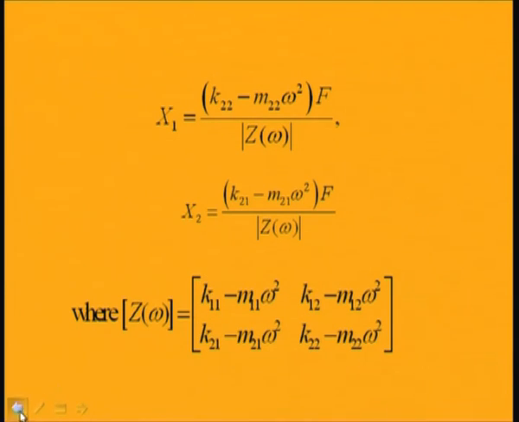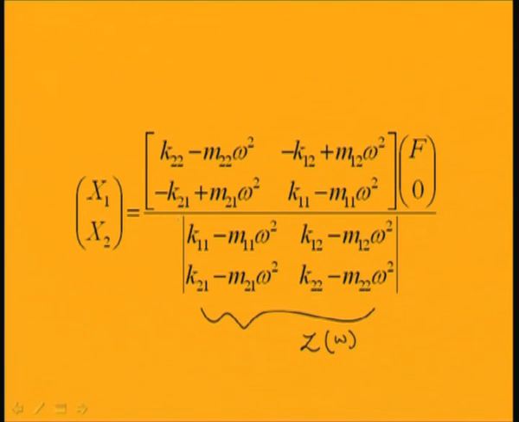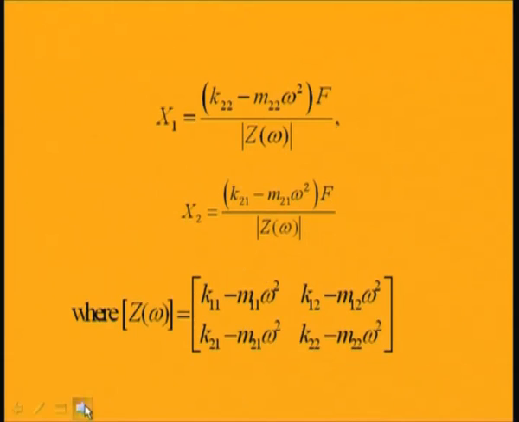And this x2, from this equation you can see, x2 will become, here you are multiplying minus K21 plus M21 omega square F, and this part is multiplied with 0. So, this into this by the determinant of Z omega is x2. So, this x2 equals K21 minus M21 omega square by Z omega F.